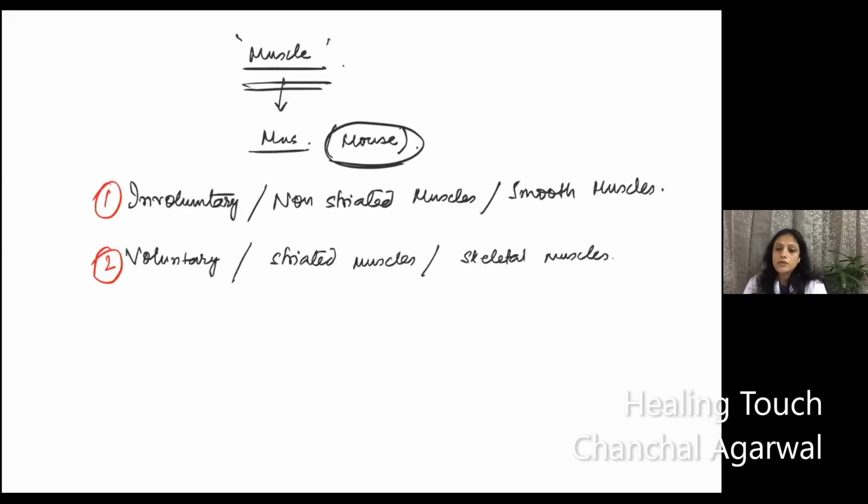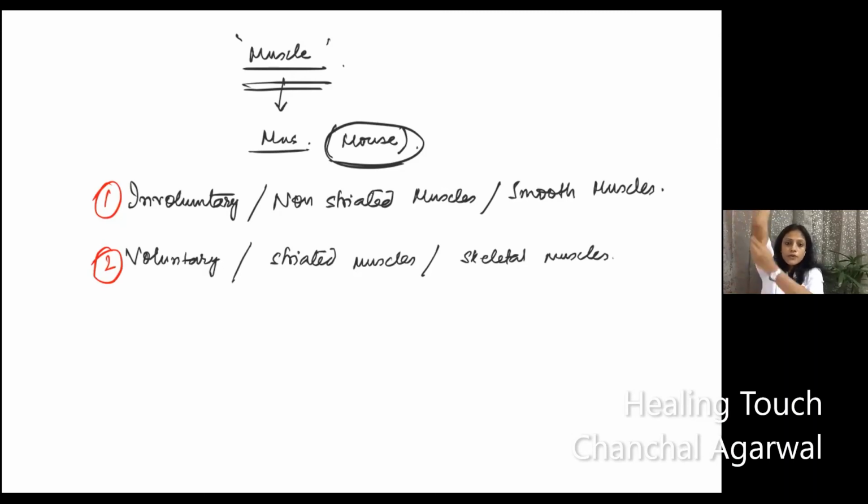Involuntary means which is not controlled by your wish. Voluntary means which is controlled by your wish. So which muscles are controlled by your wish? If I ask you to raise your right hand, raise your right hand. So it is under your wish, isn't it? Not only the bones, but also the muscles. If I ask you to fold your arm, can you fold your arm like this? Yes, you can. Why? Because these muscles are contracting and these muscles are relaxing as per your wish. So these muscles are nothing but the voluntary.